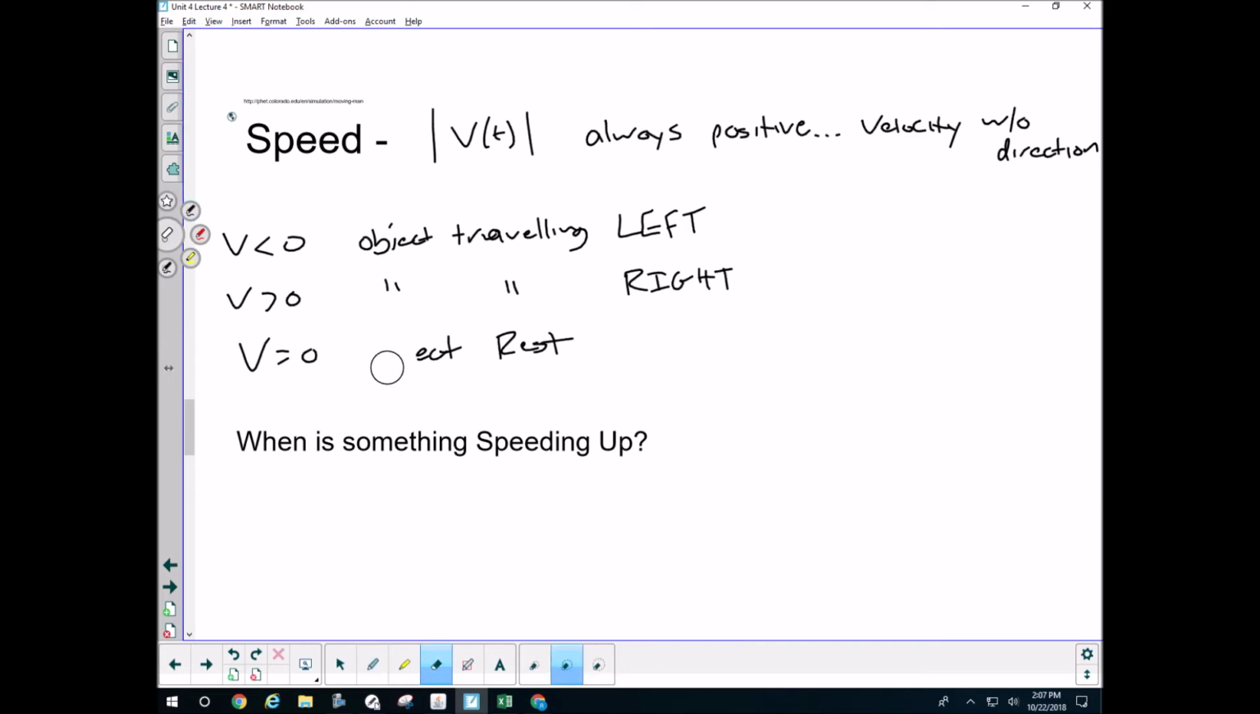Now, when is something speeding up? What comes to mind when you talk about speeding up? Discuss with your neighbors. What comes to mind when you talk about speeding up?